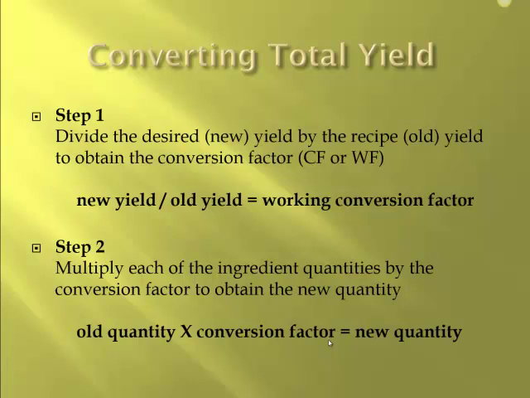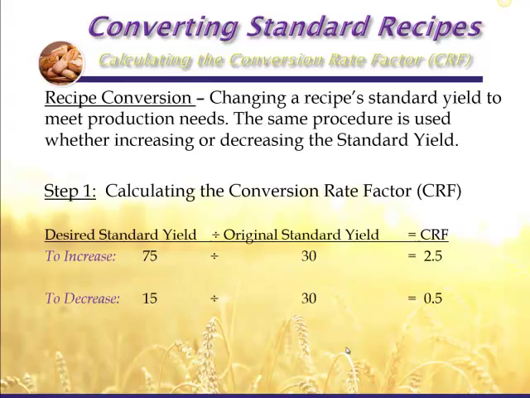Step 2, we multiply every ingredient by that conversion factor. And you can see here, old quantity multiplied by the conversion factor equals new quantity. And we do this again so every ingredient is evenly moved up or increased, or moved down or decreased, so we're scaling the recipe to make more or less in the same ratios of the ingredients to each other. So here's an example.